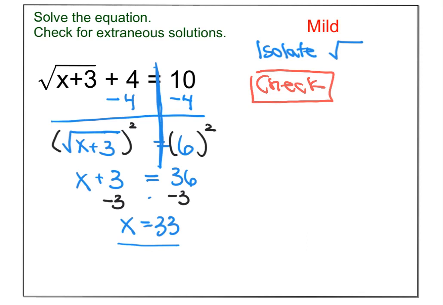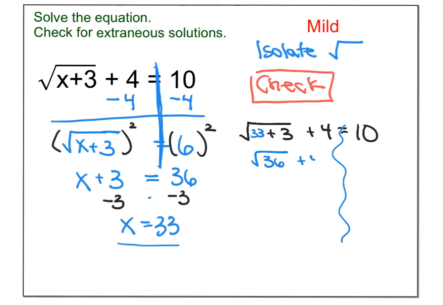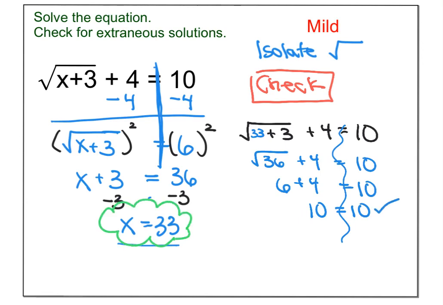All you do is rewrite your equation, but every time you see an x, we're going to put, in this case, a 33 instead. Then I'm going to simplify the left-hand side and see if the left side and the right side match. So underneath that radical, 33 plus 3 is 36. PEMDAS would say I take the square root before I add, so the square root of 36 is 6. And then 6 plus 4 equals 10. So I end up with a true statement. It's true to say that 10 equals 10, so I believe that x equals 33 is a proper solution.